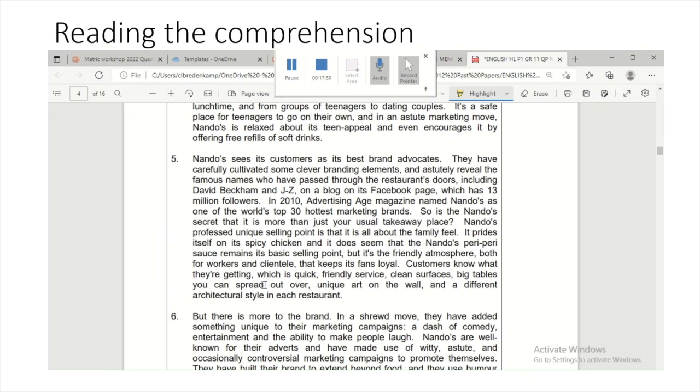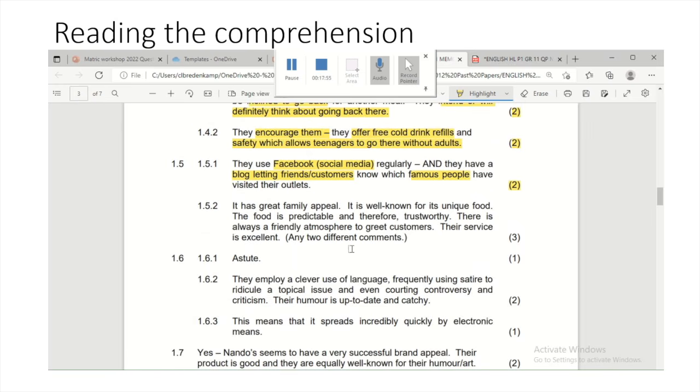Okay, so let's have a look at how this answer was formulated in the memo. So, it has a great family appeal, very important. It's known for its unique food. The food is predictable, so you know what you're going to get. Okay, if something is predictable, it doesn't always mean bad. It can mean trustworthy too. Then there's always a friendly atmosphere to greet customers, and their service is excellent. Okay, and this is for 3 marks. You needed to put 3 different points.